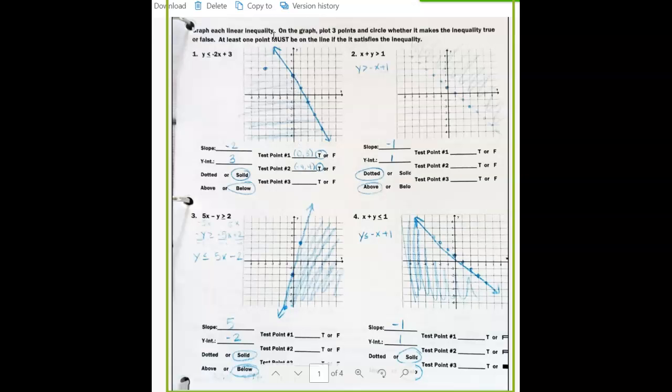I also picked the point 0, 3 on the line. In this case, because the line is solid, that point is also true. So I, again, could plug it in and check it and verify. Another thing we could do is pick a point that's not in the shading. So, for example, I could pick a point over here, like 3, 2.